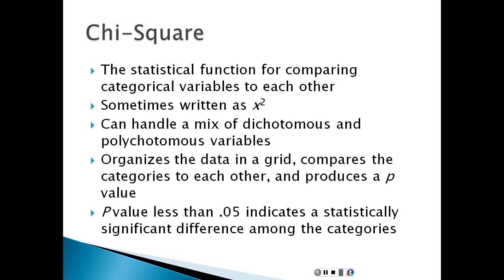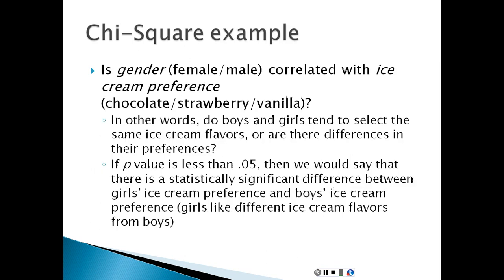SPSS can handle it. And the chi-square organizes the data from each categorical variable into a grid, and it compares the categories to each other and then produces a p-value. So if the chi-square produces a p-value that is less than 0.05, this will indicate that there is a statistically significant difference among the categories. And of course, if your p-value is greater than 0.05, it will indicate no statistically significant differences among the categories.